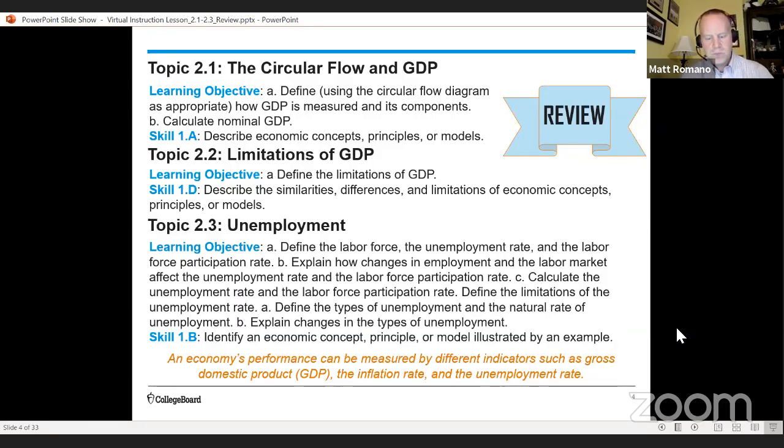So today, we're going to look at the circular flow model in GDP. We're going to talk about limitations to GDP. And then we're going to talk about unemployment, the unemployment rate in particular, as well as limitations to the unemployment rate. The way I view this, as I said, it's the beginning of really studying macroeconomics. I view it as what I call phase one. There are really three phases to learning macroeconomics. And phase one is what you're doing in this unit.